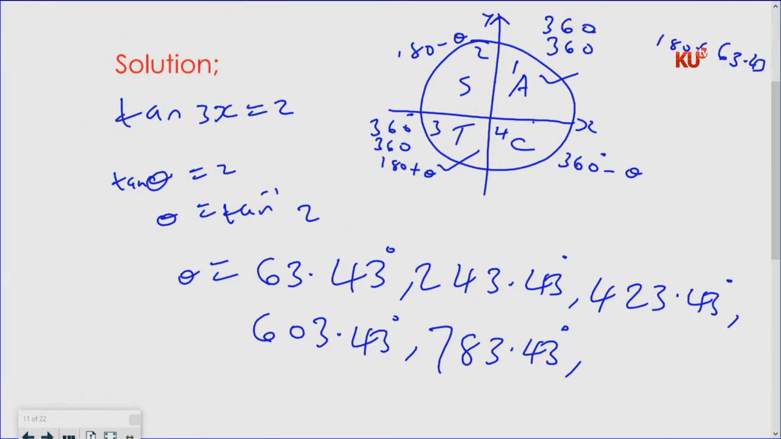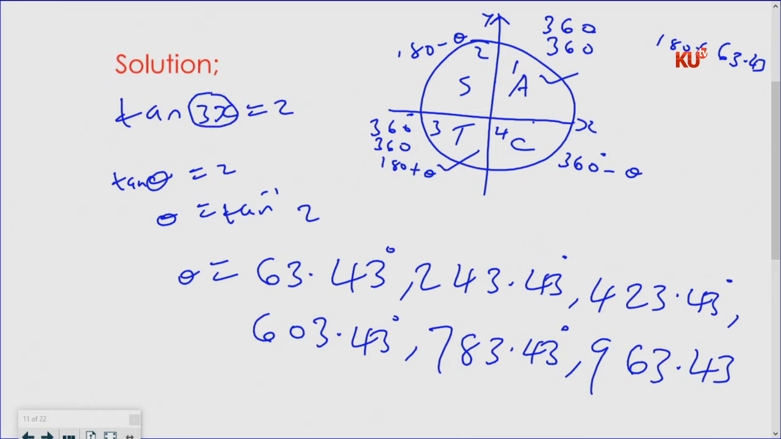Finally, this is the last lap. I'm sure the learners are wondering whether we shall move on to the fourth lap. So this is the last lap. Let's work out this one. You'll have 360 plus 360 plus 180 plus our theta. Our theta, remember, it's 63.43. So this one, it's giving us 963.43.